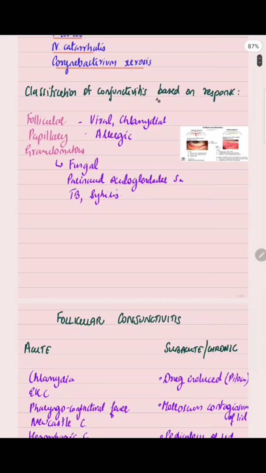Now, classification of conjunctivitis based on the response. It can be follicular, papillary, and granulomatous. Follicular, you should always remember this, is usually seen in viral and chlamydial conjunctivitis. Follicles can also be seen in allergic, but most commonly follicles are seen in viral and chlamydial, and papillary is seen in allergic. Granulomatous is seen in fungal, Parinaud's oculoglandular syndrome, then TB, syphilis, then parasitic, foreign body, etc.